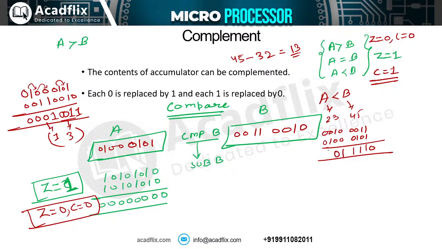We cannot subtract 0 minus 1, so we will take a borrow. Now that means the carry flag will be set. So this will become 10 minus 1 is 1, 1 minus 0 is 1. So this will be the value. You will see that the carry flag is set because we have taken a borrow. So in this case you will see that A is less than B.